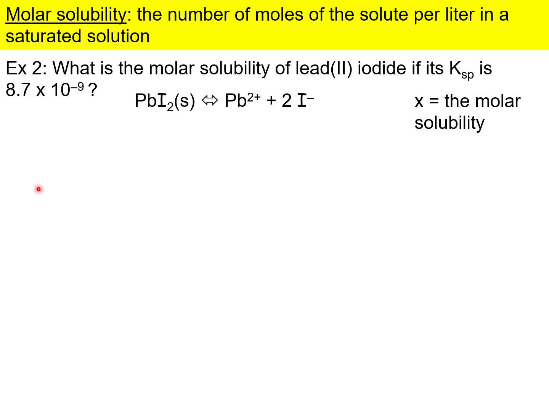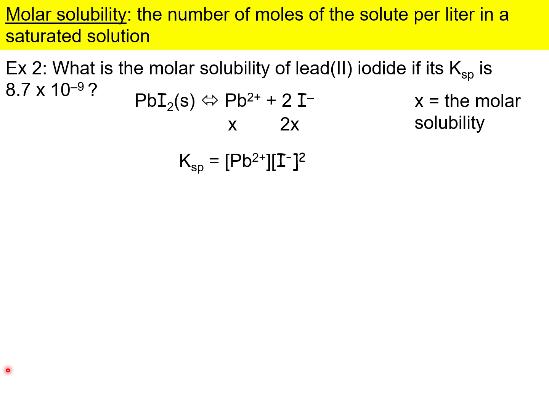So we know by stoichiometry that for every one lead ion, there's going to be twice as much iodide. So if your molar solubility is X, that means the concentration of the iodide is going to be 2 times X.